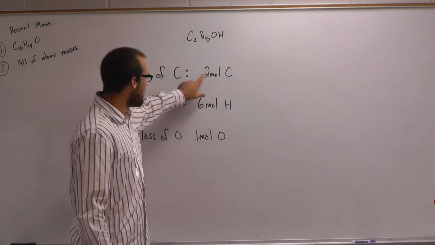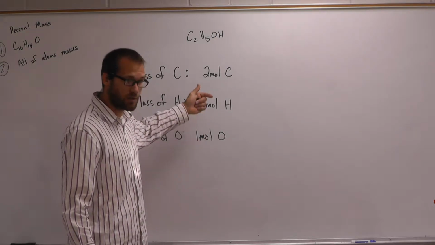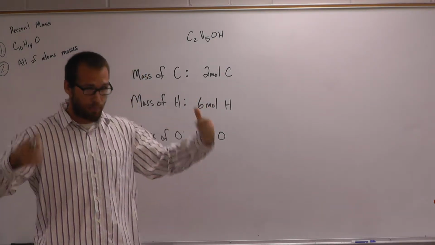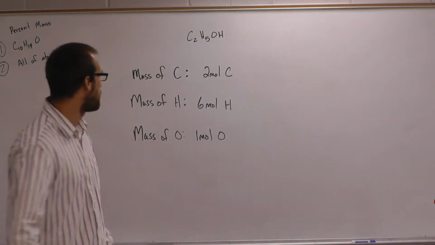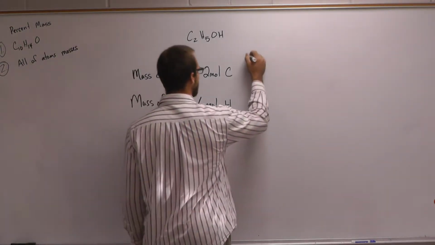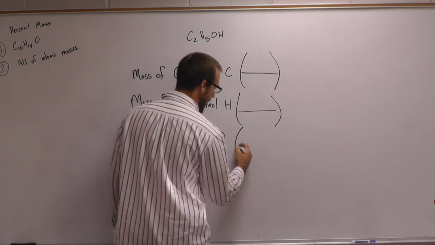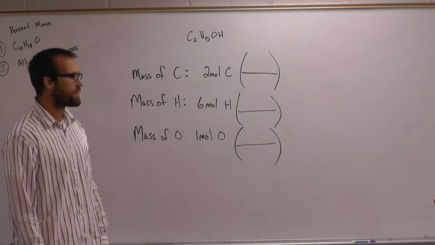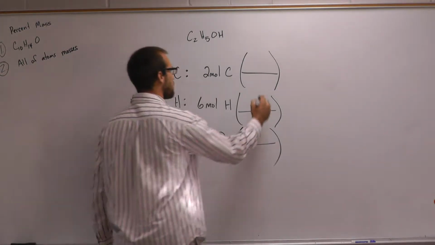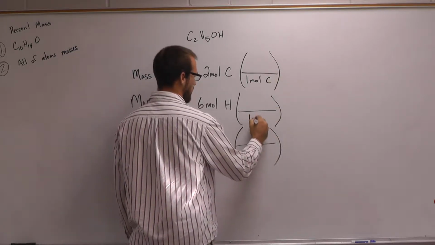Now, could these numbers go up and down? Yes, but the ratio between them will always be the same. Could mass numbers go up and down, but the ratio between them will always be the same? Okay? So we're going to take this, and we're going to convert them to a mass number. How would we do that? Multiply by the atomic mass. Or, sorry, not the atomic mass, the molar mass. For every 1 mole of carbon, for every 1 mole of hydrogen.